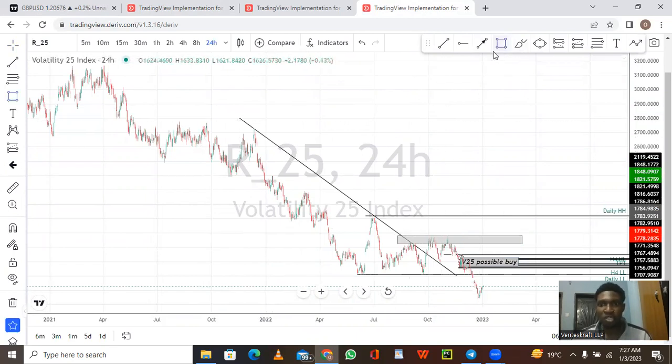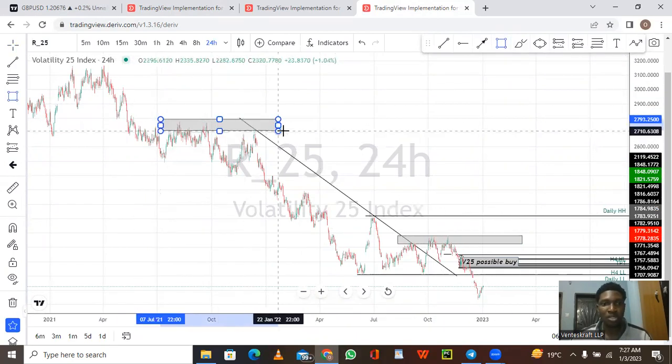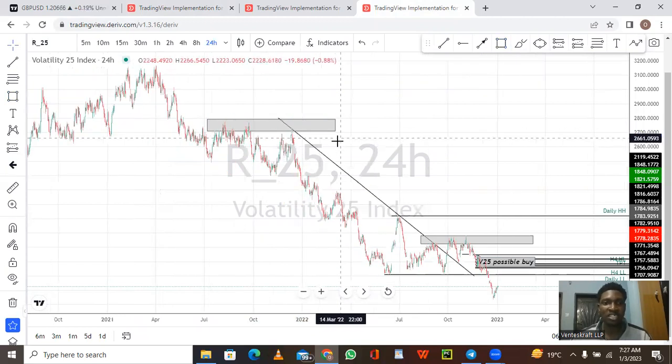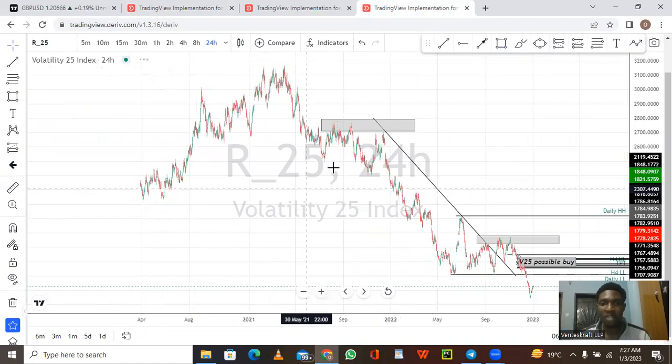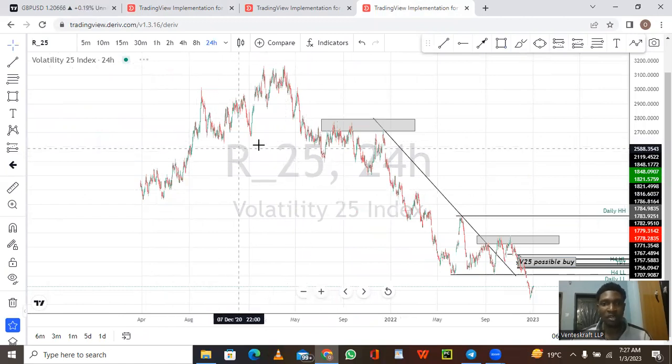So this is how important the knowledge of the higher time frame and the lower time frame is. This is why you should understand what it's saying, for you to solve some of the confusion you might have had before now.